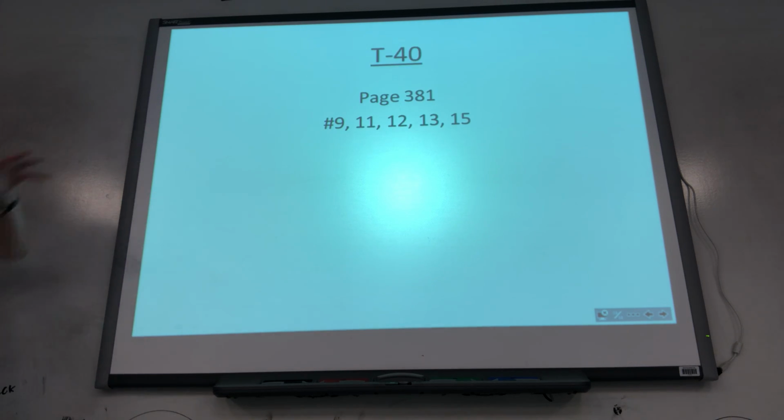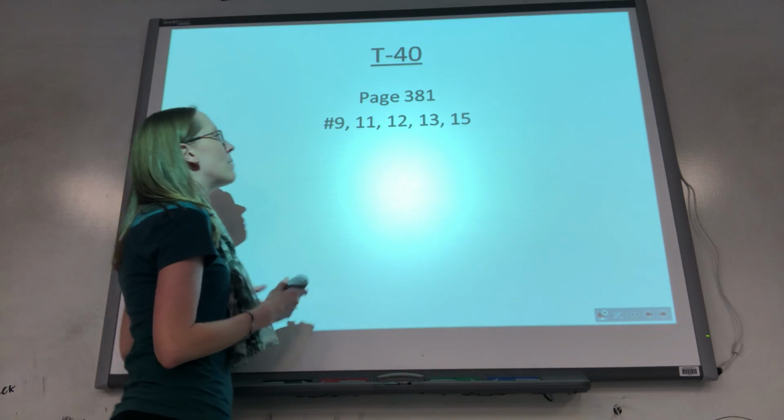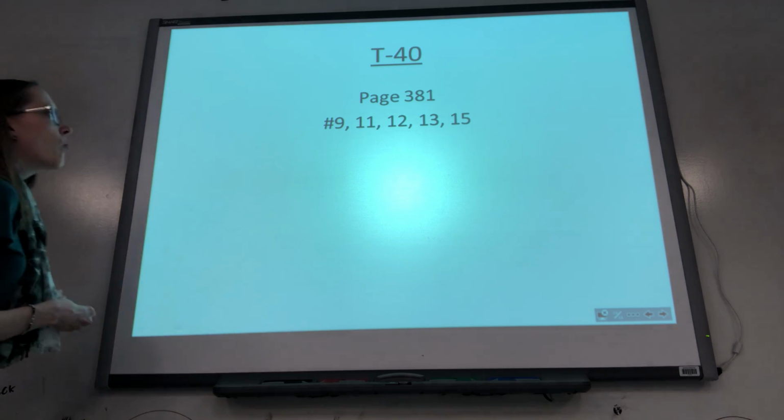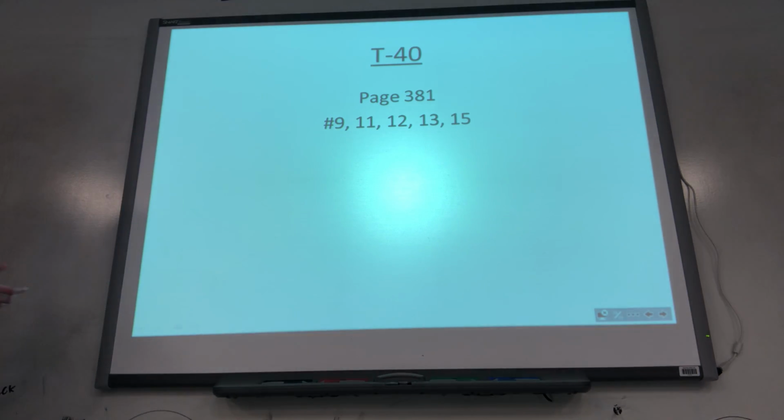Alrighty. So there's only 5 problems here. You've got like 15 minutes left, so you could probably finish this. But I just went through and picked the good ones that I saw. It is T40, and we'll probably have a binder check at some point this week, I would say. From page 381, we're going to do 9, 11, 12, 13, and 15.